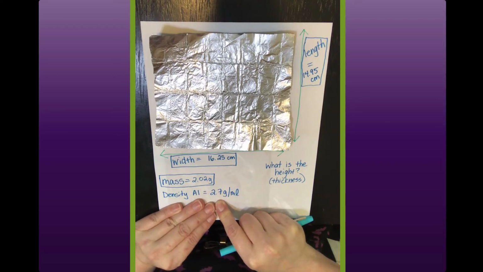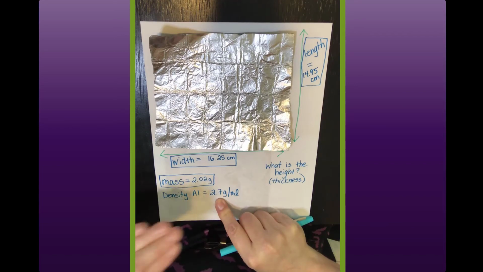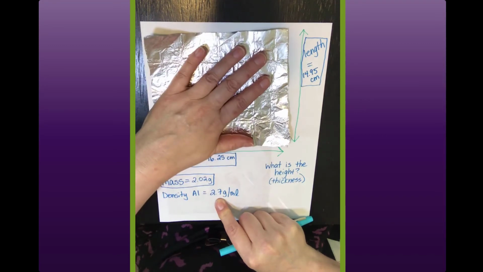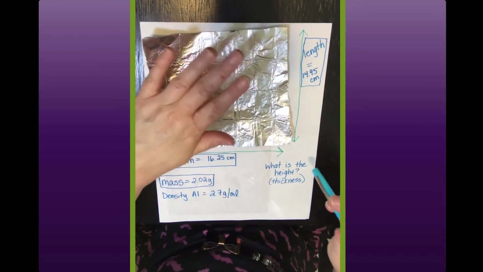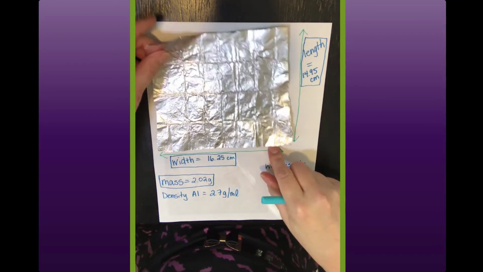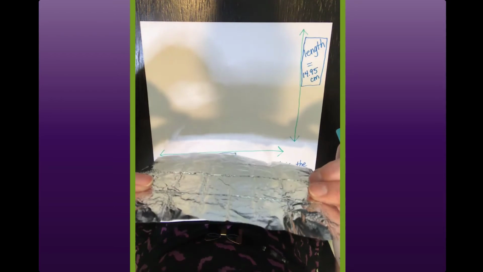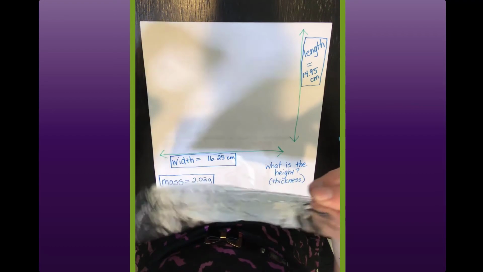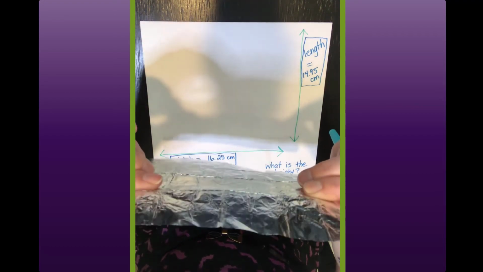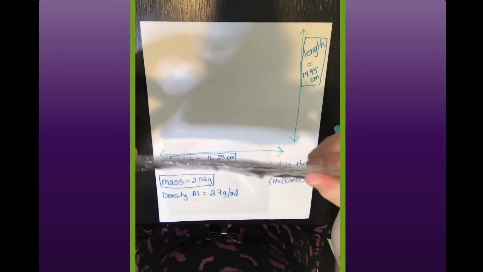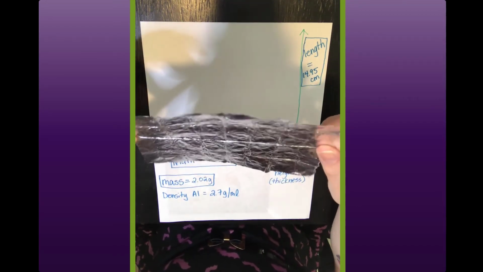And we're going to use the density of aluminum, the mass of our sample, and the width and length of our sample. With those data, we will be able to calculate the height of the aluminum foil. So there is a thickness to the aluminum foil, and that is the height. It's weird to think that the aluminum foil has thickness to it, but the two pieces of aluminum foil that you were given, one is heavy duty and one is regular.